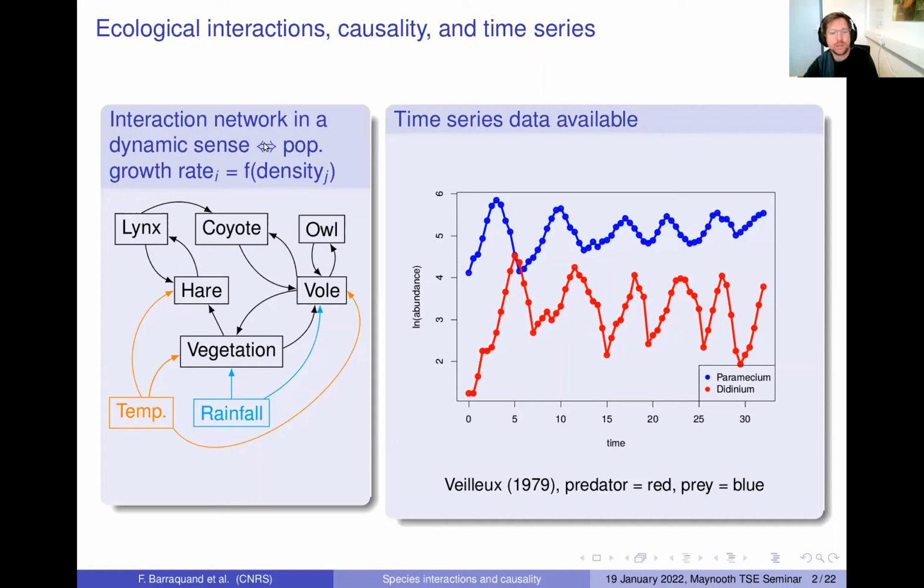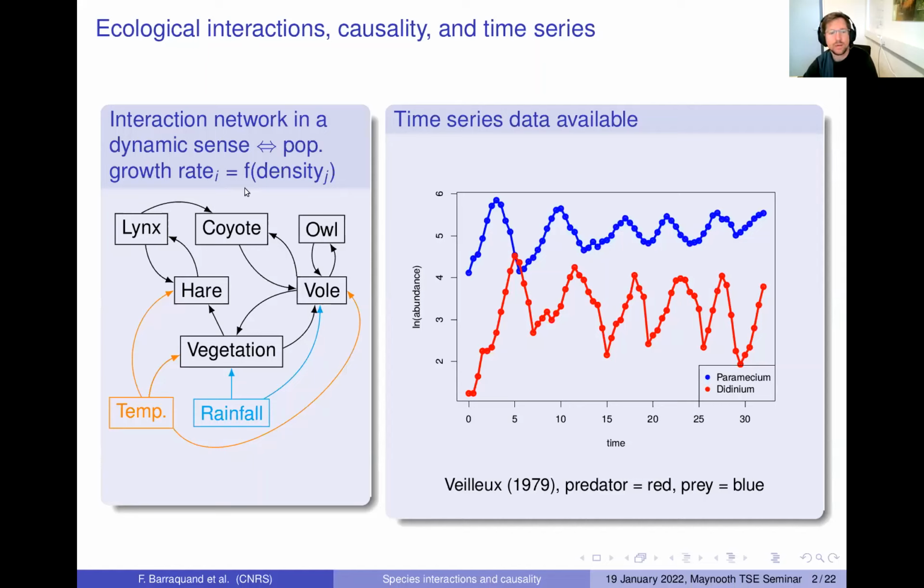So we would consider that there is an interaction if the population growth rate of species I changes as a function of changes in the density of species J. That would be an interaction from J to I. And that corresponds in the diagram to the black arrows.